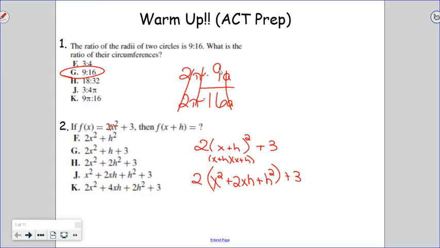And then I have to distribute a 2 through that. And then there's nothing else to do. There are no like terms to combine. It was option K.